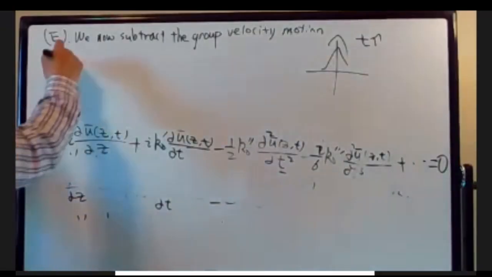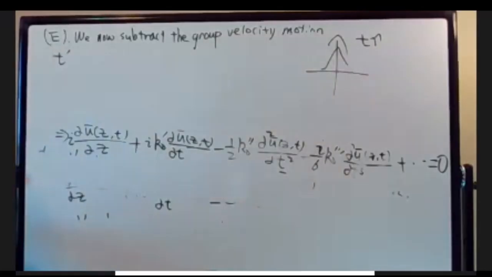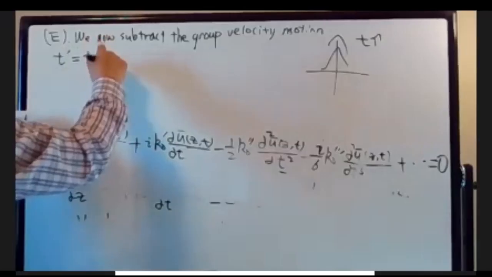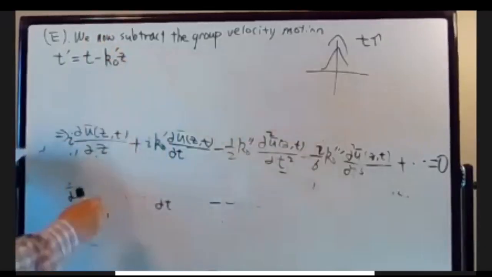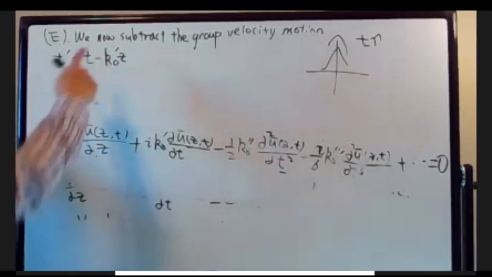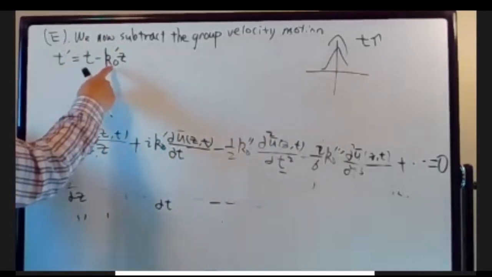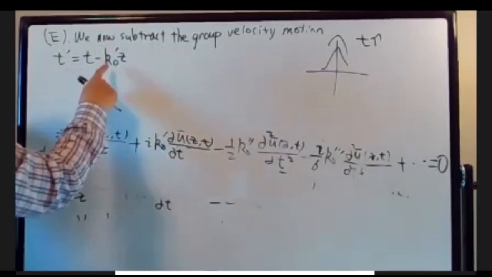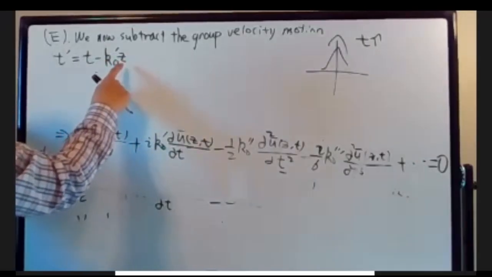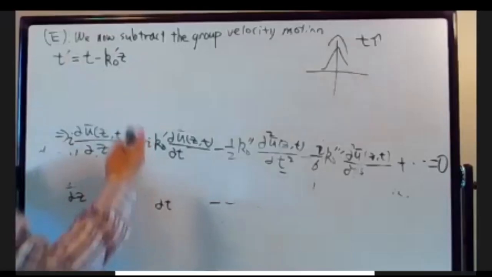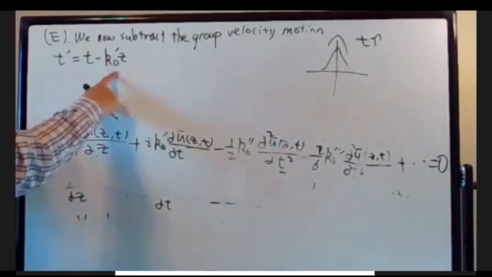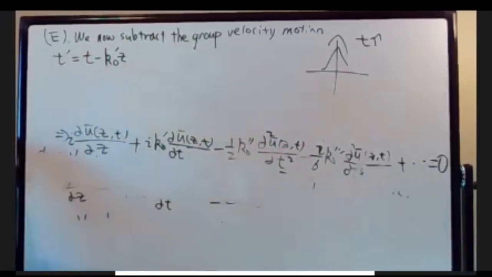So now I'm going to change a variable, to t prime. We now define t prime equals t minus k naught prime z. What is k naught prime? It's 1 over velocity, right? So this is the group velocity. So z divided by v is the time. It's the elapsed time. It's the shifted time, right? So this t prime is a shifted t.